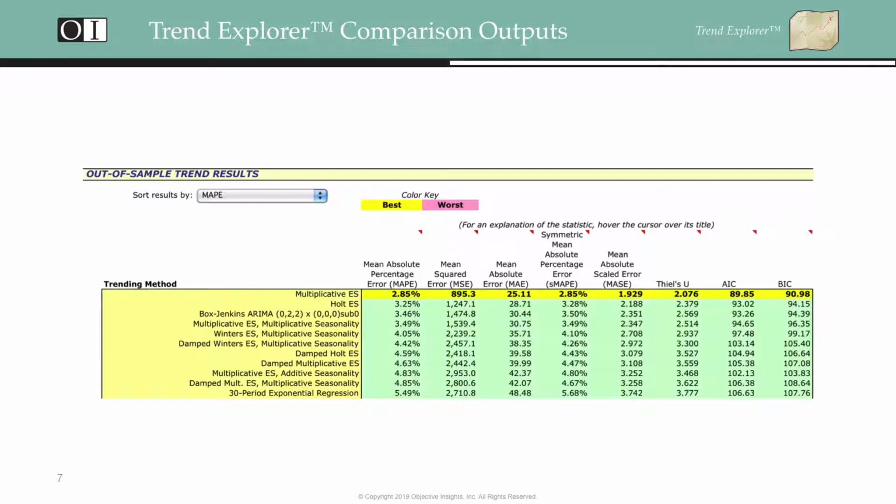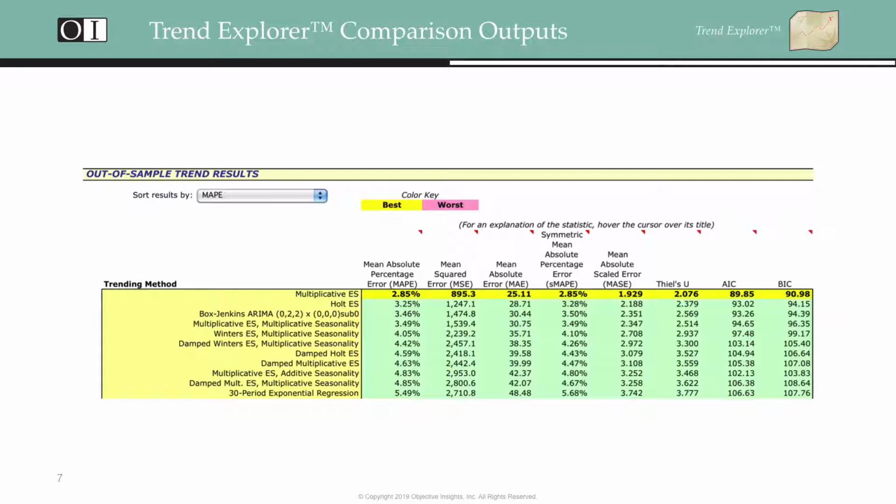We can look at a number of different statistics, the mean absolute percentage error, the mean squared error, etc. In the model, you may see those little red triangles. If you hold your cursor above those cells, it'll give you much more detail on them. In this case, the multiplicative exponential smoothing, the one at the top, actually came out best on all of the metrics. It's shown in yellow, where all the other ones are shown in green. There's a whole bunch of methods below there that were just cut off for the graphic.